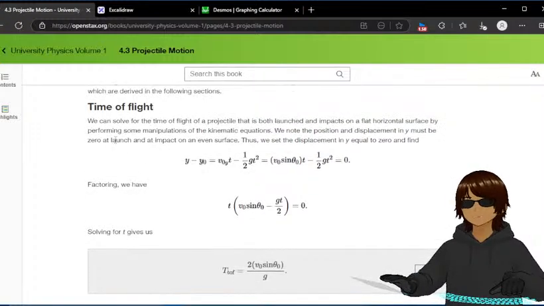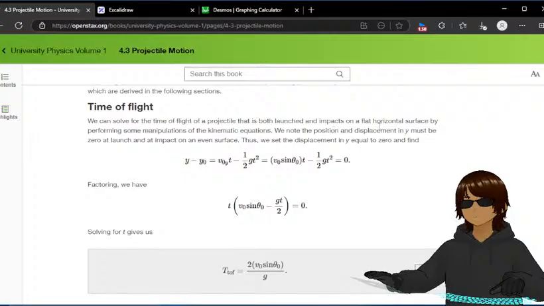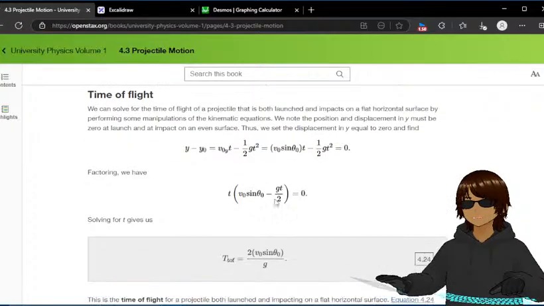We can solve for the time of flight of a projectile that is both launched and impacts on a flat horizontal surface by performing some manipulations of kinematic equations. We know the position and displacement in y must be 0 at launch and at impact on an even surface. Thus, we set the displacement in y equal to 0 and find this. So we have s is equal to ut plus half at squared. So that equation, you plug it in here, they got this.